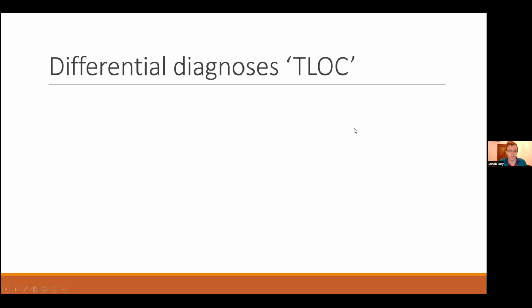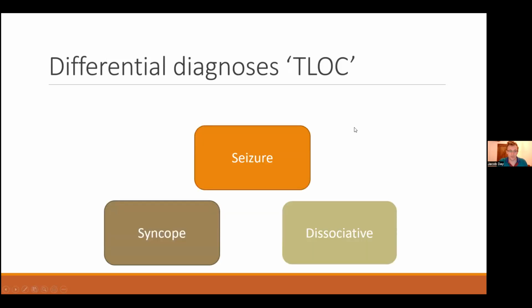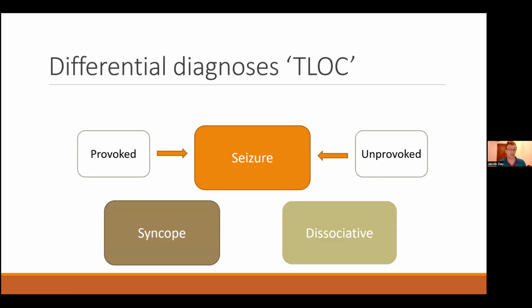Okay, so quick schematic about differential diagnoses to hold in mind when you're doing the history. So as we said, seizure, syncope, dissociative attack. If from your history you think that this is most in keeping with a seizure, then I would say the next stage is to think about whether it's a provoked seizure. Is there anything in the history or their initial investigations to suggest a reason why they've had this seizure? And if not, is it an unprovoked seizure?